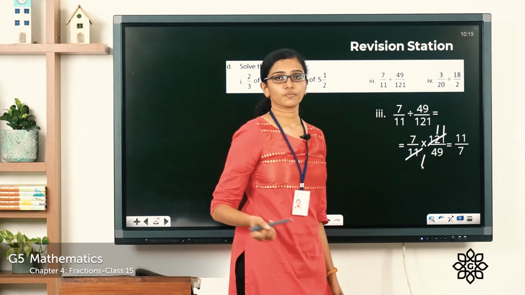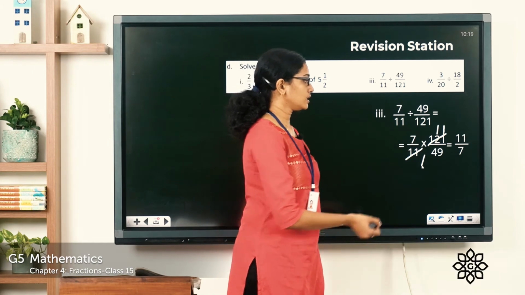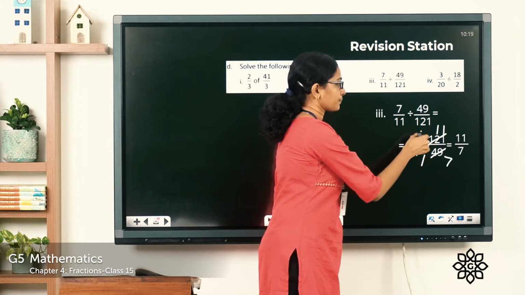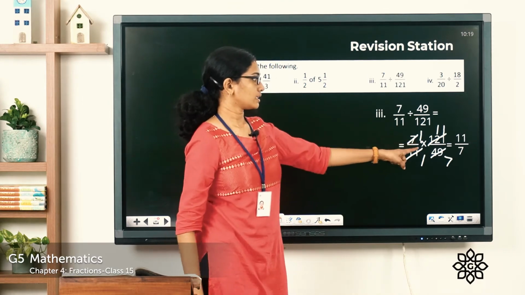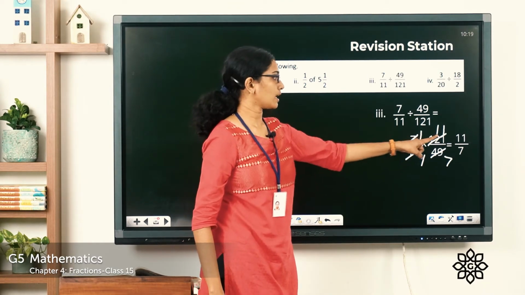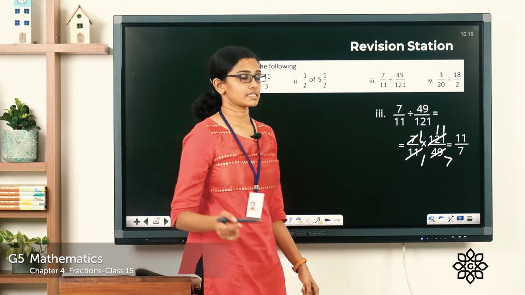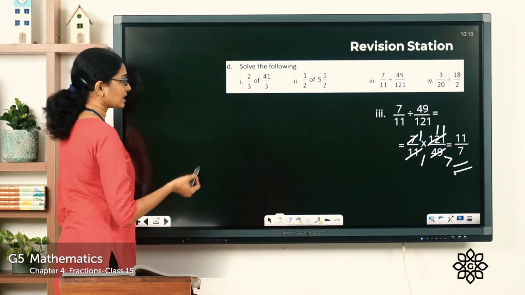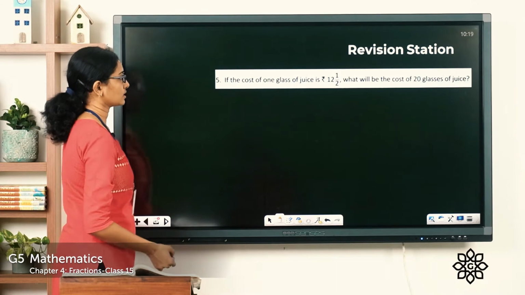And what about this 49 and 7? 7 7s are 49 and 7 1s are 7. So the multiplication becomes 1 into 11 by 1 into 7, that is equal to 11 by 7. Clear? Similarly, you can do the fourth question in your notebook.